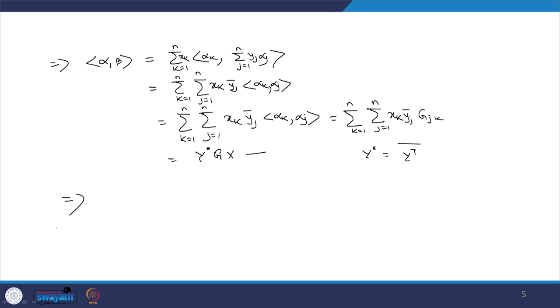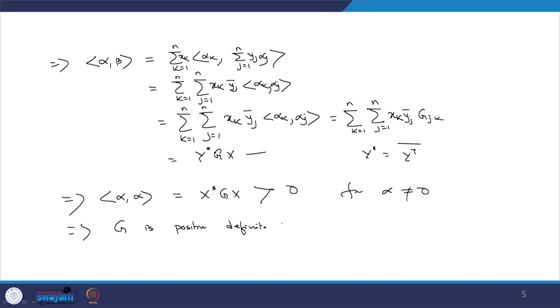So this implies the inner product of alpha with alpha equals X star G X, which is strictly greater than 0 for alpha not equal to 0. So this implies G is positive definite.